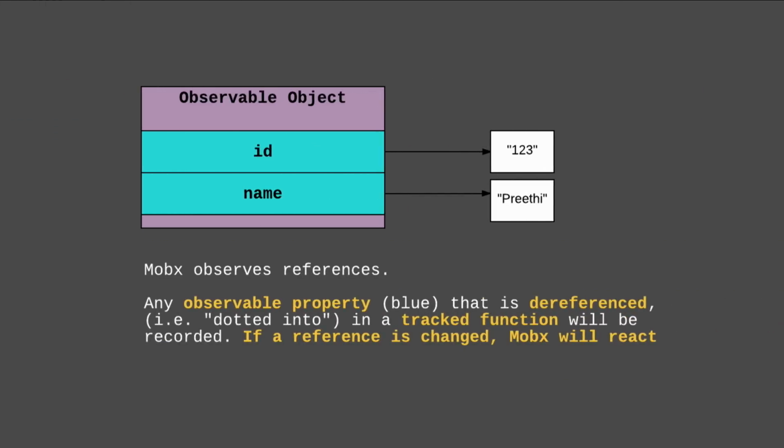How Mobx works is it observes references. Let's say you have an observable object with an ID and name. Any observable property that's dereferenced, or dotted into, in a tracked function will be recorded. A tracked function is something like a computed value or a reaction. So it keeps track of the data that you care about, because usually the computed values and the reactions are the data that you're dereferencing. It won't track things that are not in tracked functions, or things that are read in an asynchronously invoked code block.